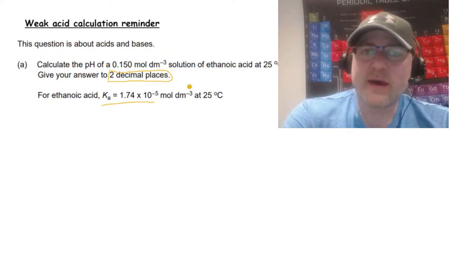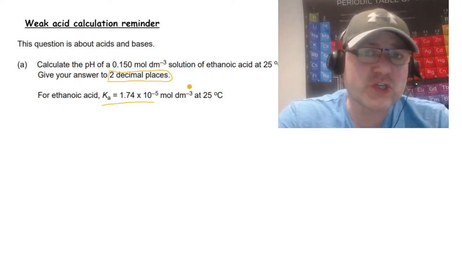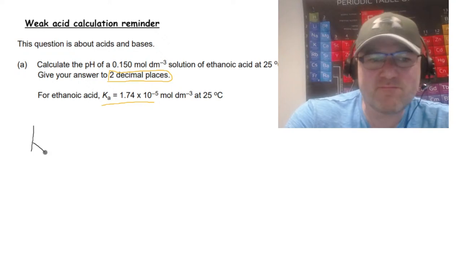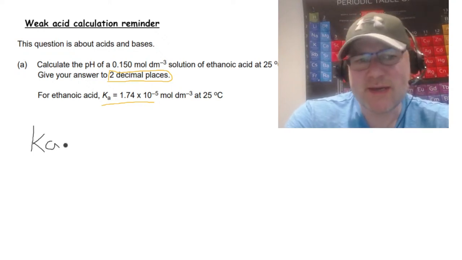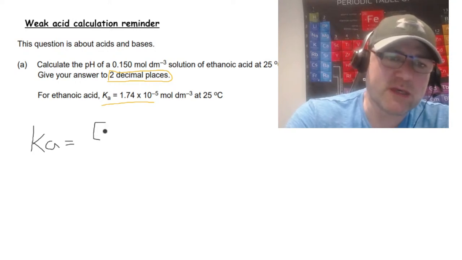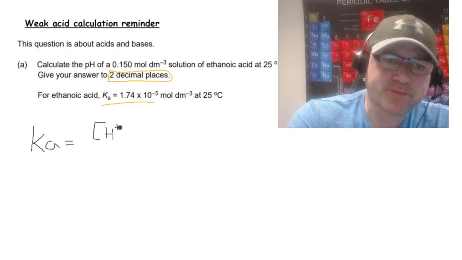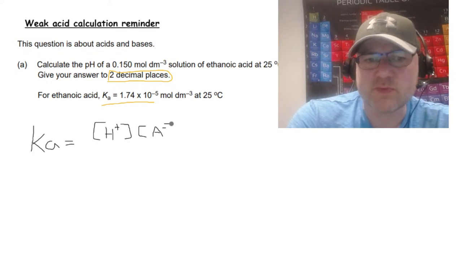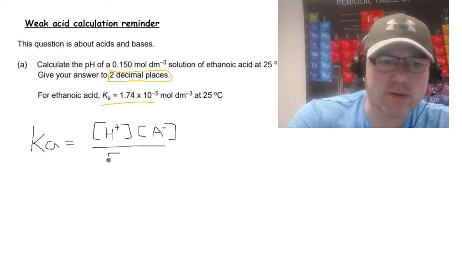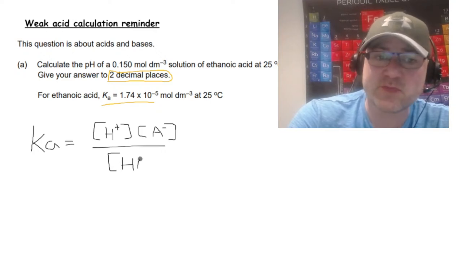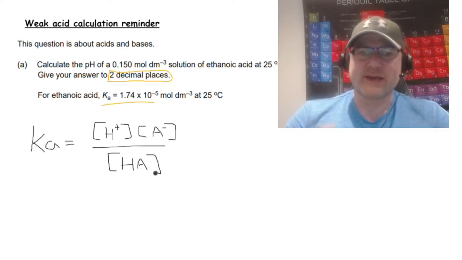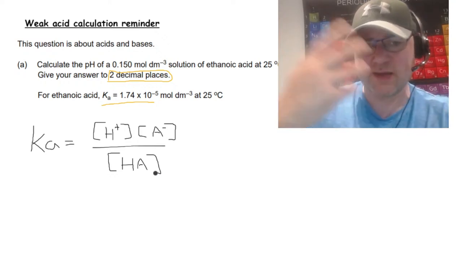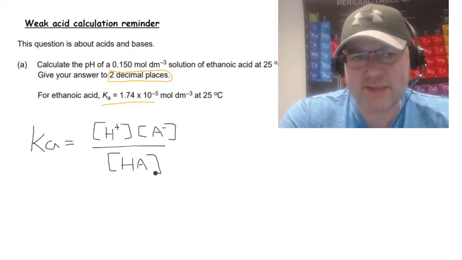We've been given the Ka. Now you should be able to remember off by heart the expression for weak acids. So if you can, let's go through it, and you can check your answer here. So Ka is equal to the hydrogen ion concentration, let's just put A minus algebraically for the conjugate base, and let's put HA as an algebraic expression of an acid. So that is my expression for Ka, relating the concentration of the weak acid, the hydrogen ions, and the conjugate base.